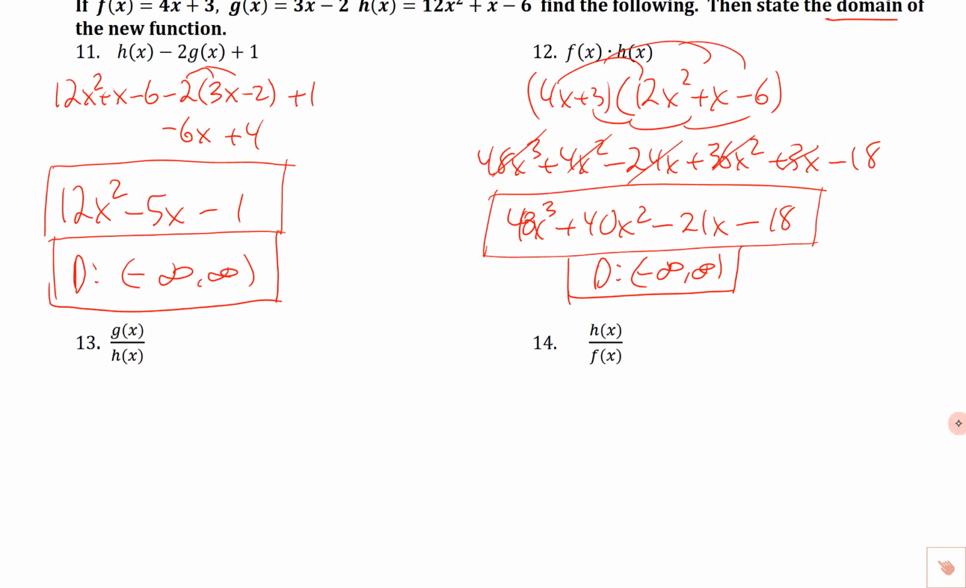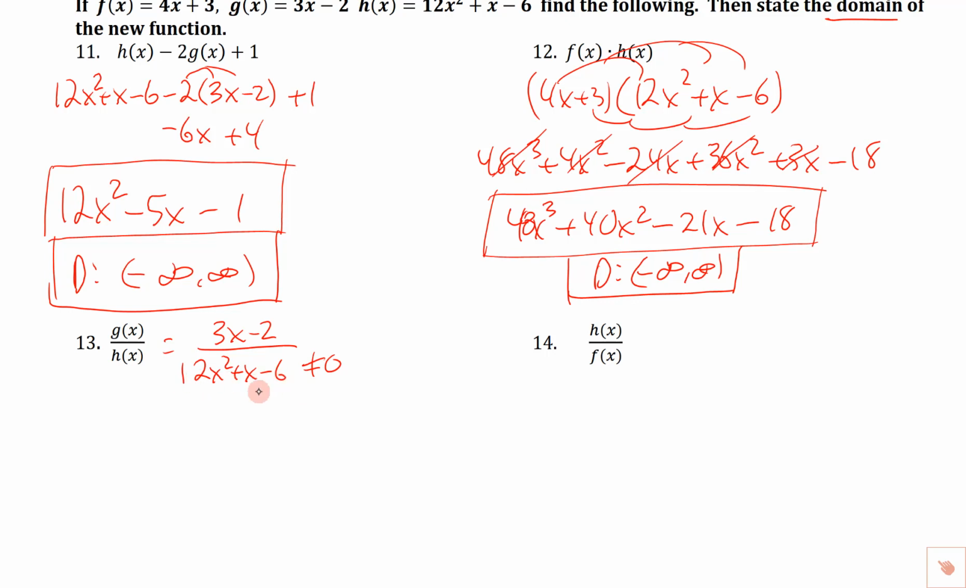Let's take a look at this next one. We've got division here, so we're going to want to be a little bit careful with this. We've got g of x, which is 3x minus 2 on the top, and we've got h of x, which is this guy right here. So this is 12x squared plus x minus 6. So we've got division. We need to be a little bit careful. What we can't have is this cannot equal 0. So if we've got division, can't be dividing by 0.